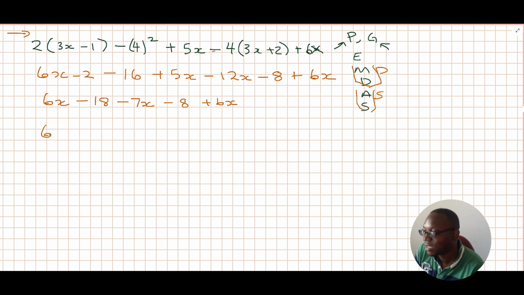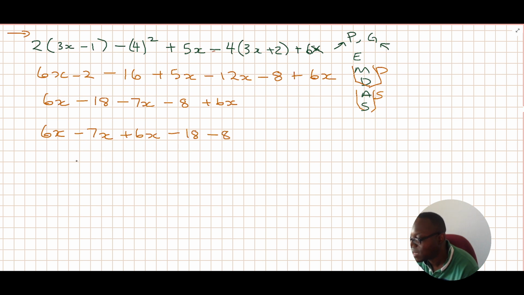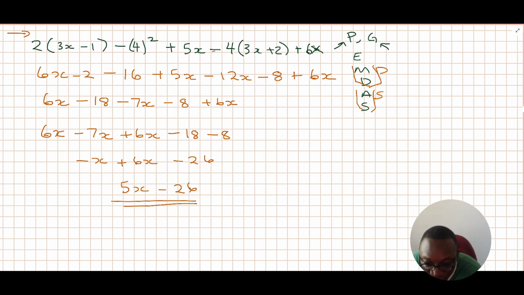So that's going to give me 6x minus 7x plus 6x minus 18 minus 8. So 6x minus 7x is negative x plus 6x is 5x, and minus 18 minus 8 is minus 26. So this is going to give us 5x minus 26. So that's the simplified. How do you add two-digit fractions?